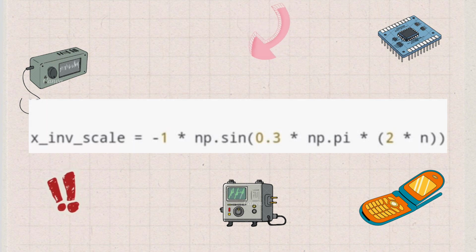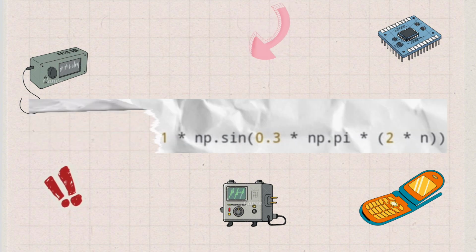C. Inverted and time-scaled signal. Multiplying by -1 inverts the signal, flipping it vertically. The term 2 multiplied by n applies time scaling or compression, which makes the signal faster or more compressed along the time axis. Result: the signal becomes inverted and tighter, with more oscillations visible over the same time range.